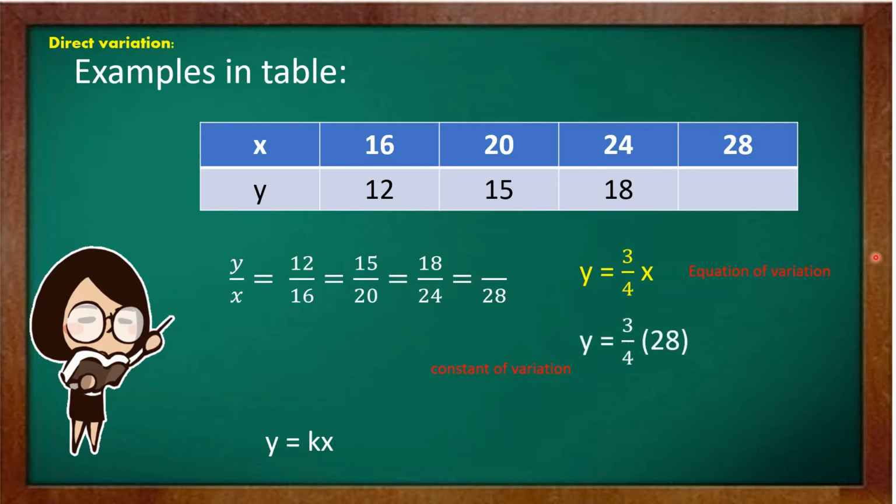So what will be the equation of variation? Your constant is 3/4. You have to substitute. So y is equal to 3/4 x. That is the equation of variation.